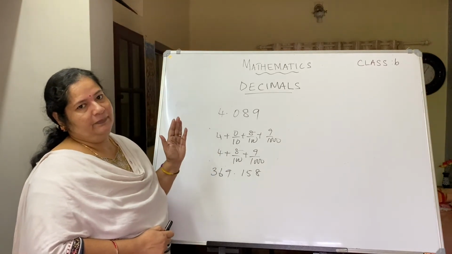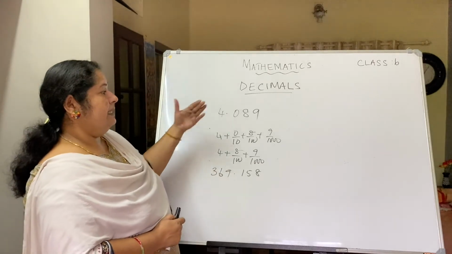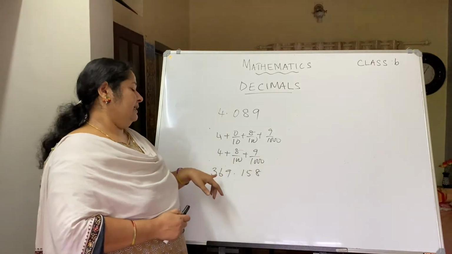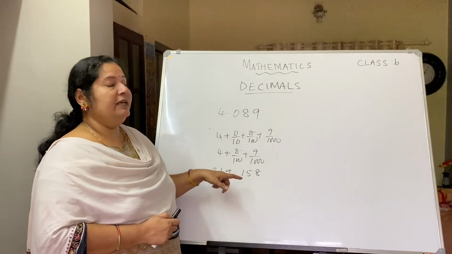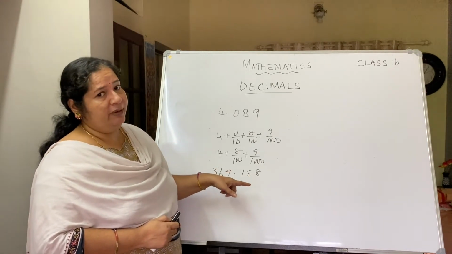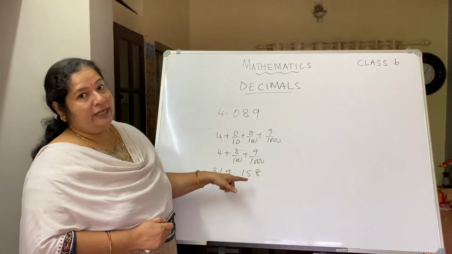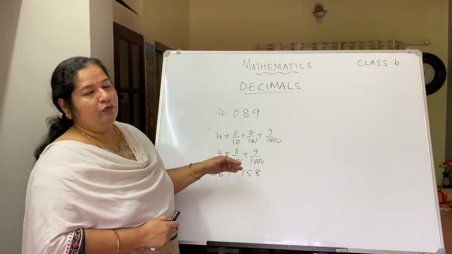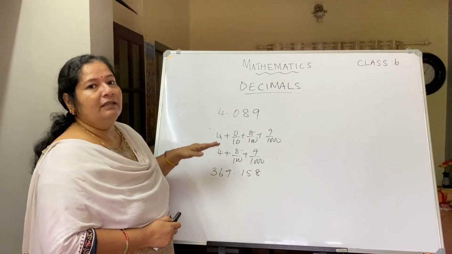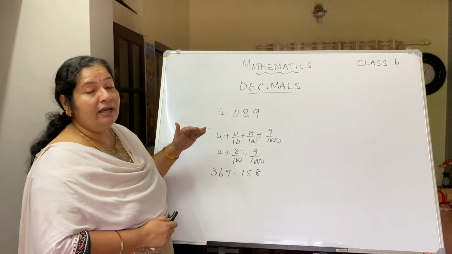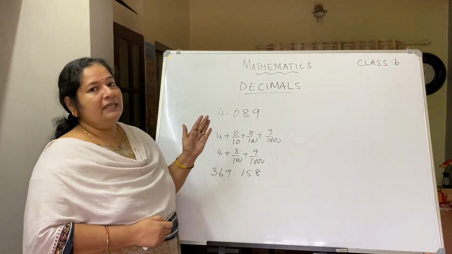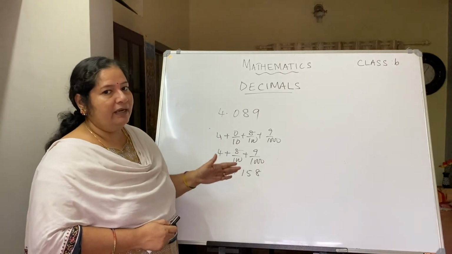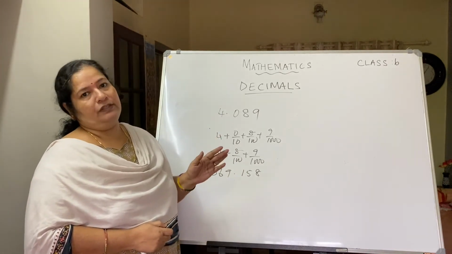369.158. Now in the decimal form, how are you reading it with the places? This is 300s plus 6 tenths plus 9 ones plus 1 tenth plus 5 hundredths plus 8 thousandths. Now with the values, how are you going to read it? 300 plus 60 plus 9 plus 1 by 10 plus 5 by 100 plus 8 by 1000.